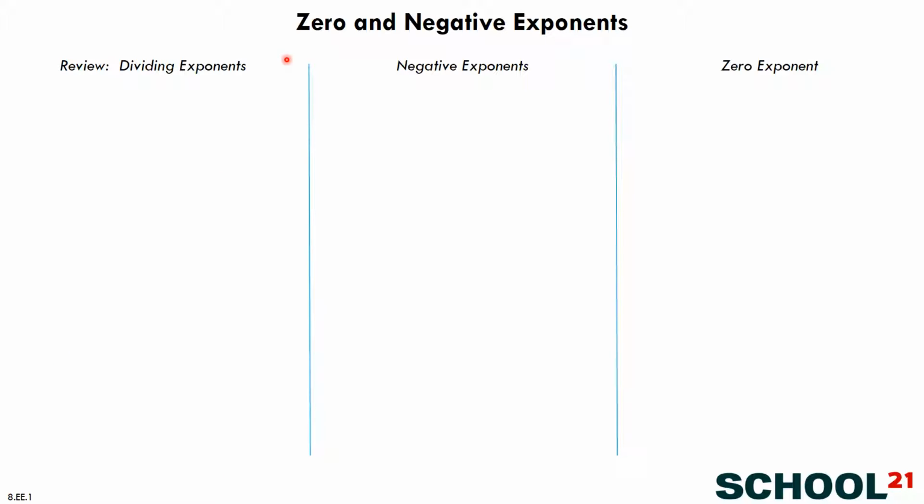Okay, we're here with Luke, and we're going to be talking about two kinds of exponents, zero exponents and negative exponents. Ready to go? Yeah. Okay, so first let's review.